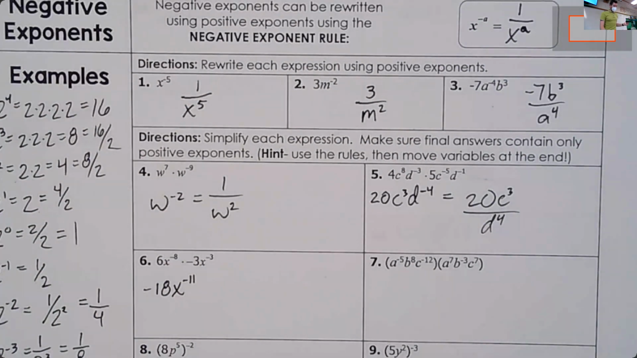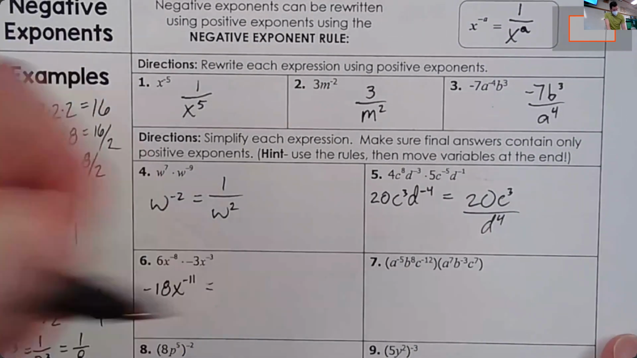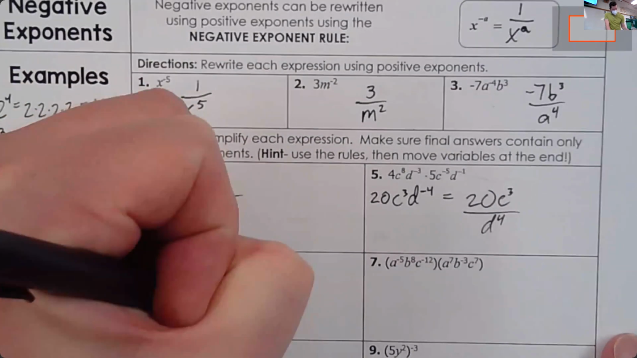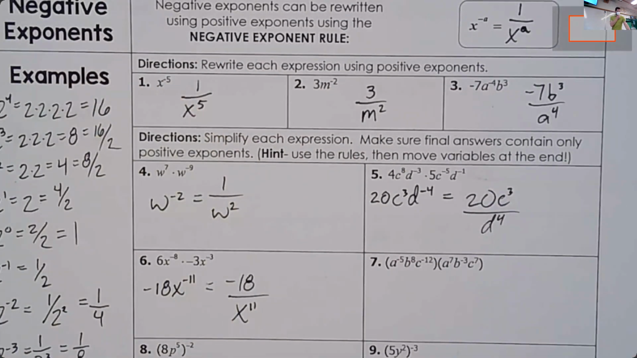And so in order for this to be fully simplified, we're allowed to have this negative 18 here. What we can't have is the exponent of negative 11. So this has to move underneath the negative 18. So our answer for number 6 is going to be negative 18 over x to the 11th power. So making that negative exponent positive means moving it from the numerator to the denominator. All right, are there any questions on that one before we look at number 7?